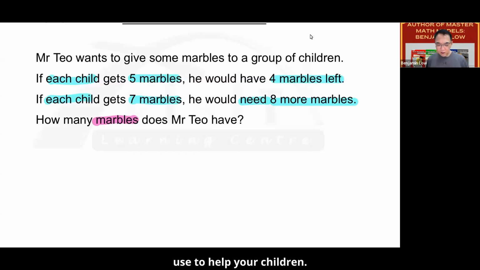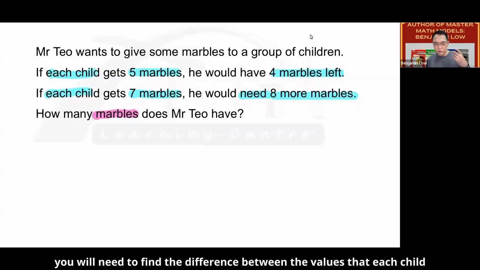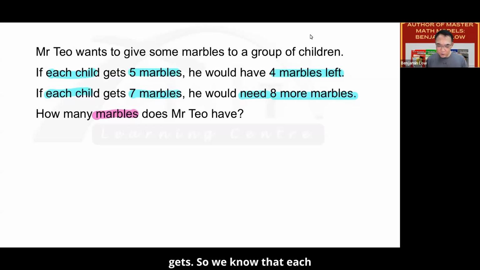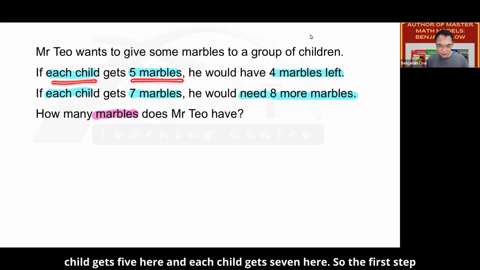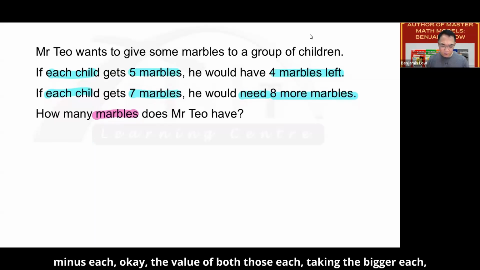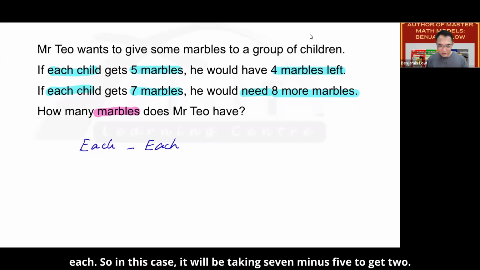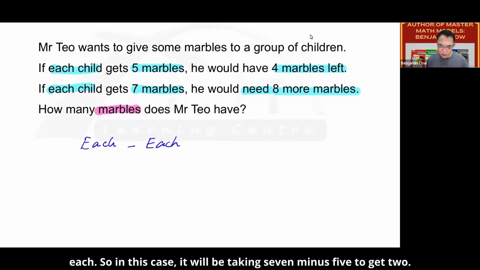Okay, so the theory behind the assumption method, the system behind it, is that first of all, you will need to find the difference between the values that each child gets. So we know that each child gets 5 here and each child gets 7 here. So the first step is to take each minus each, the bigger each subtracting away the smaller each. In this case, we will be taking 7 minus 5 to get 2.